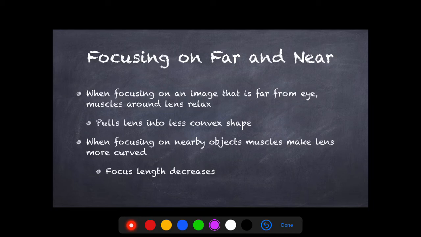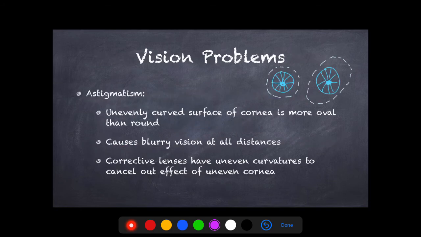So when you're focusing on an object that is far from your eye, the muscles around your lens are going to relax, and this is going to help your lens go into a less convex shape. Okay? But when you're focusing on a nearby object, the muscles are going to make your lens more curved. So therefore, your focal length decreases and you're able to take in that object that is closer to you.